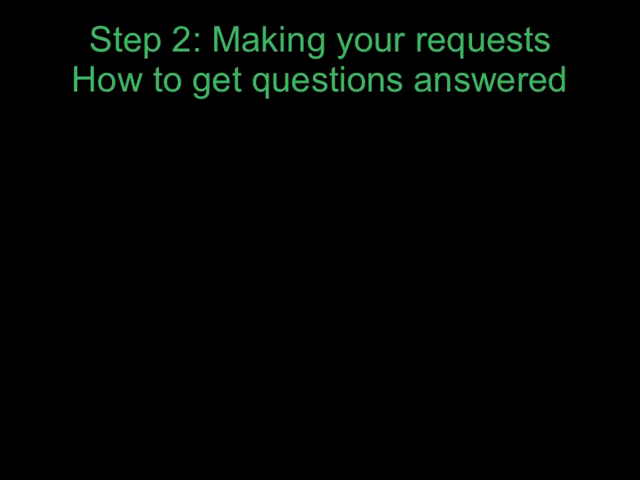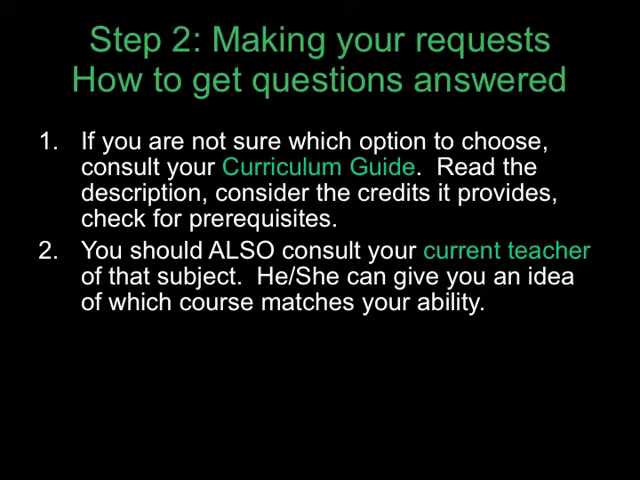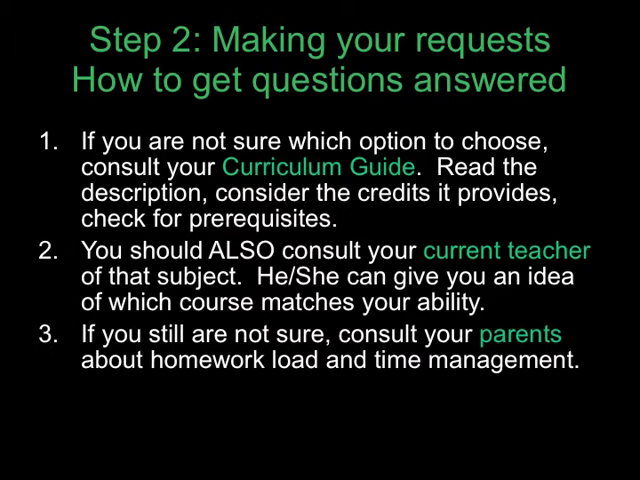How to get your questions answered. If you are not sure which option to choose, your first step is to consult the curriculum guide. Read the course description, consider the credits it provides, and check for the prerequisites. You should also consult with your current teacher in that particular subject area. He or she can give you an idea of which course matches your career path and your ability and interest. If you're still not sure, please consult your parents about your workload, your homework load, and your time management.